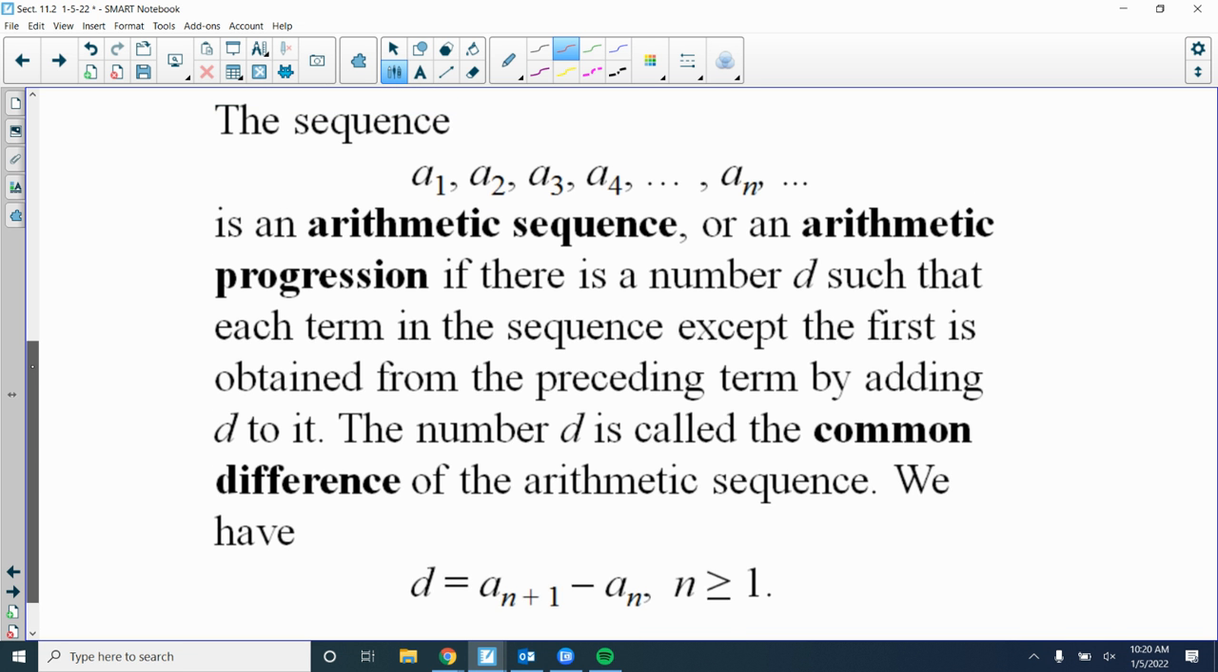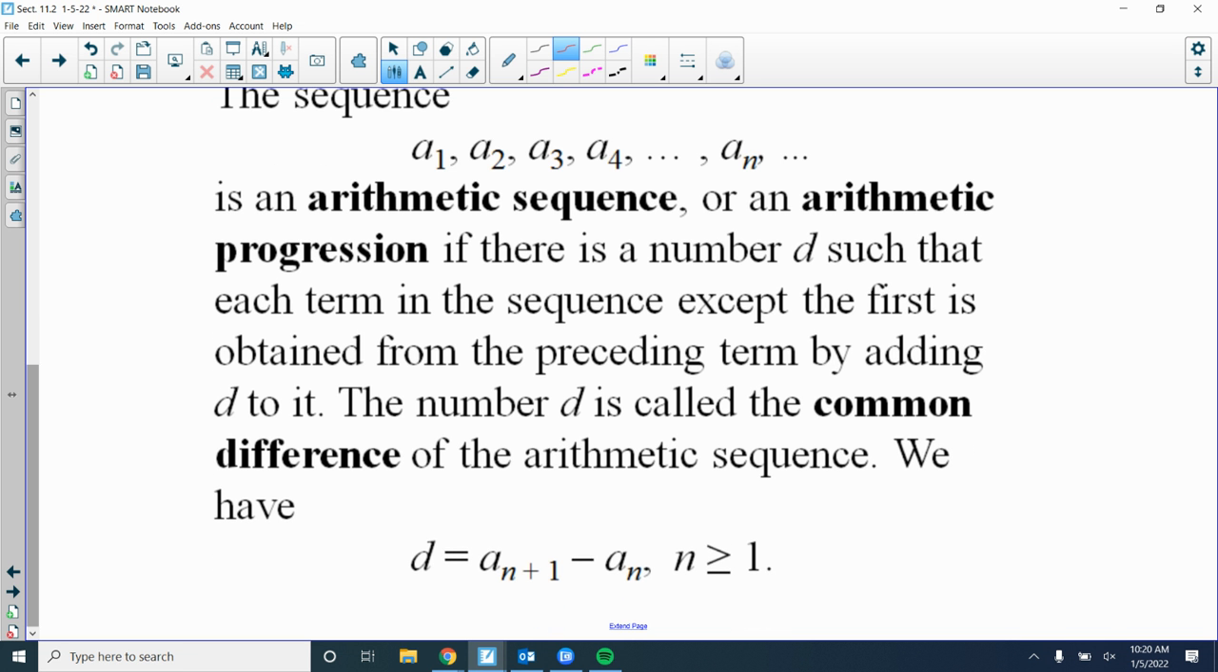Okay, where's my definition? All right, a sequence is an arithmetic sequence, or they call it a progression, if there's a number D, which they refer to as the common difference, such that each term in the sequence, except the first, is obtained from the preceding term by adding D to it. Now, you will more than likely be able to identify what D is by looking at it. There might be some cases where you're not sure. All you got to do is take any term minus the previous term. As long as it's the same number, you're good.